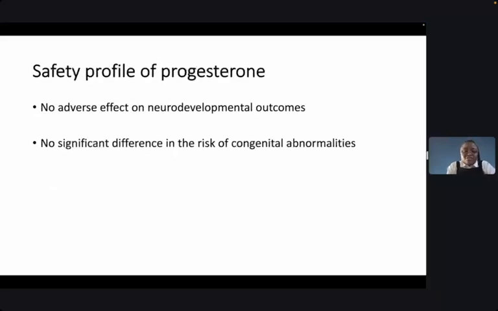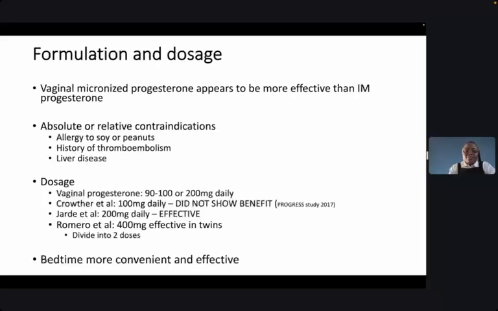What about the safety of progesterone? Some studies have also looked at the safety profile for progesterone, and they looked at these patients' offspring up to 2 years. From that, there was no adverse effect in terms of the neurodevelopmental outcomes, and there was no significant difference in terms of the risk of congenital abnormalities. From this, it really looks like progesterone is quite a safe drug, but we really need to have clear and proper indications for giving our patients progesterone.